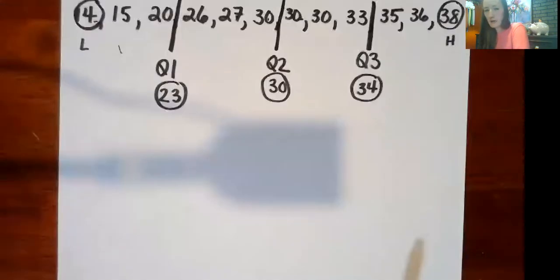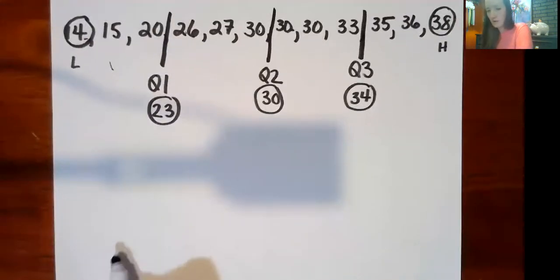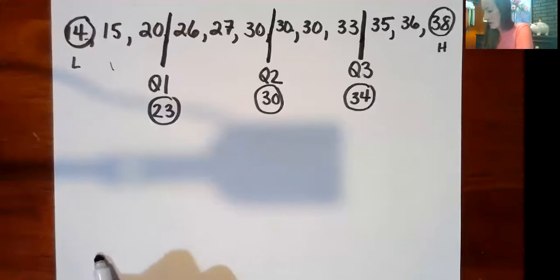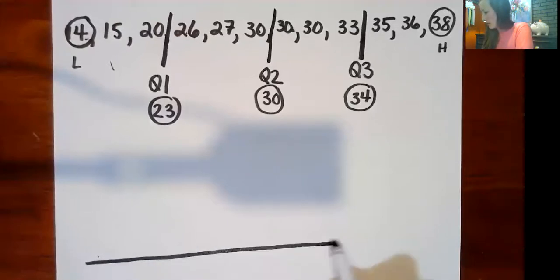All right, and now we're going to come down here. This will be provided for you in the Google form, but we need a number line. So I'm going to draw myself a number line.